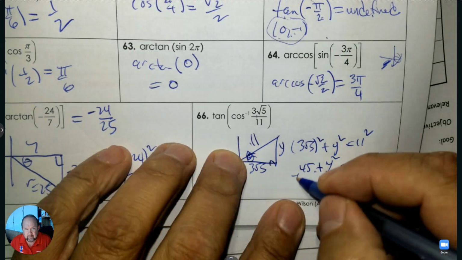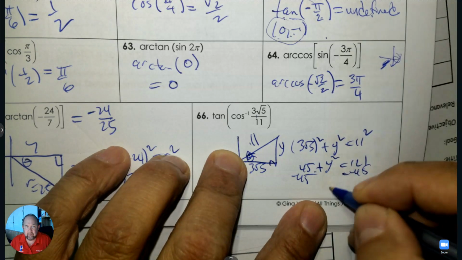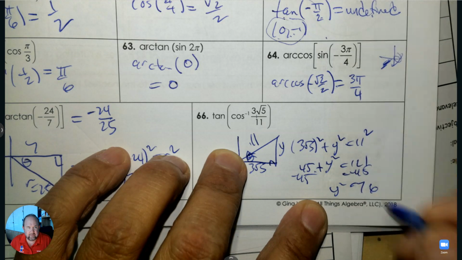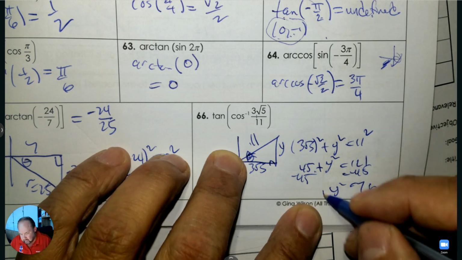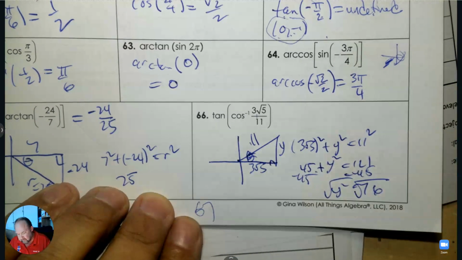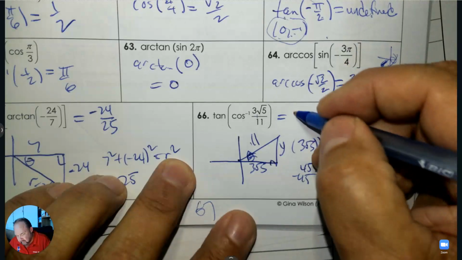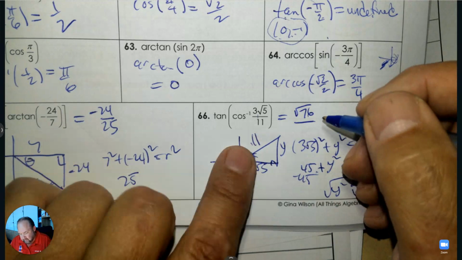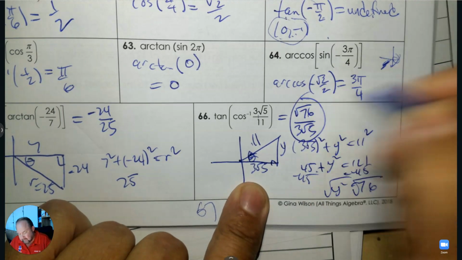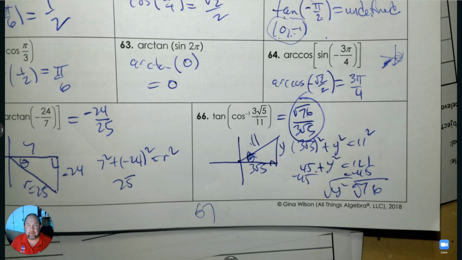So when I subtract 45, what do I get? I get 76, is that right? And then square root. I'm just going to leave it as the square root of 76. So the answer here is root 76 over the x value, which is 3√5, and just leave it at that. You could simplify it, but that's beautiful the way it is.